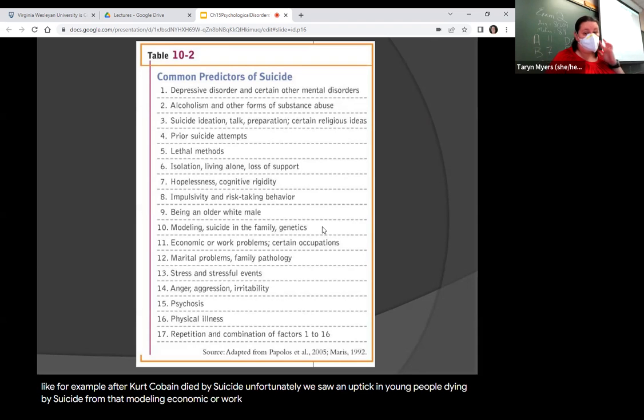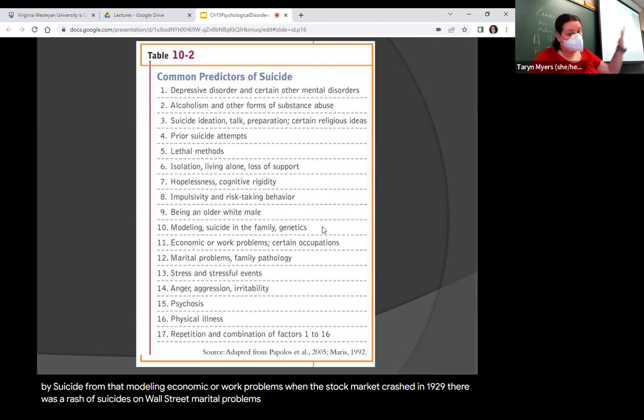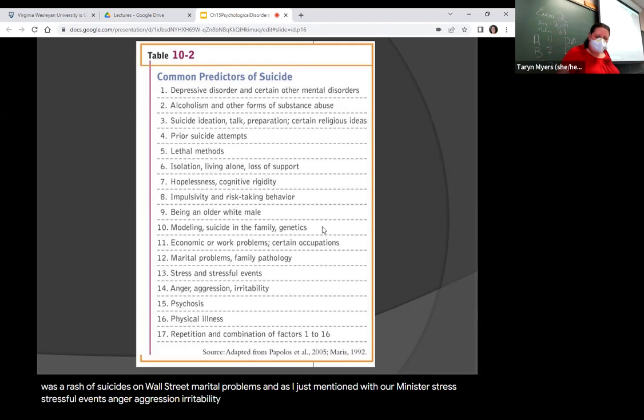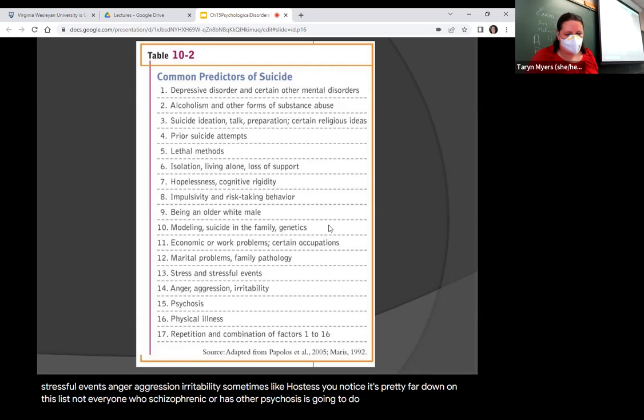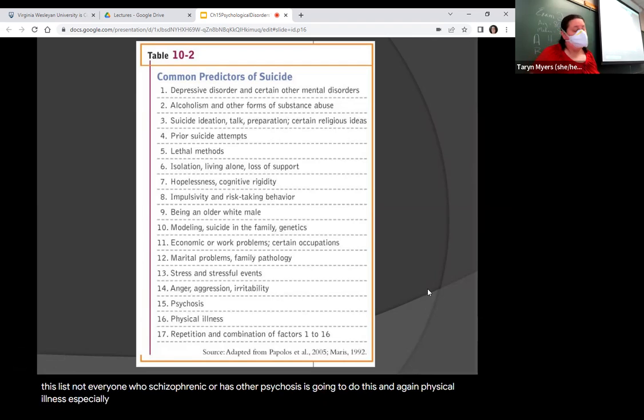Economic or work problems. When the stock market crashed in 1929, there was a rash of suicides on Wall Street. Marital problems, as I just mentioned with our minister, stressful events, anger, aggression, irritability. Sometimes psychosis, you notice it's pretty far down on this list. Not everyone who's schizophrenic or has other psychosis is going to do this. And again, physical illness, especially if it's terminal.